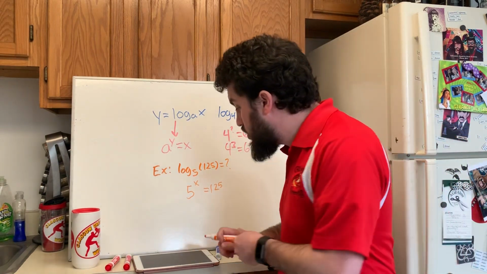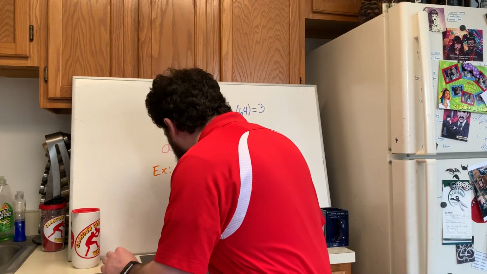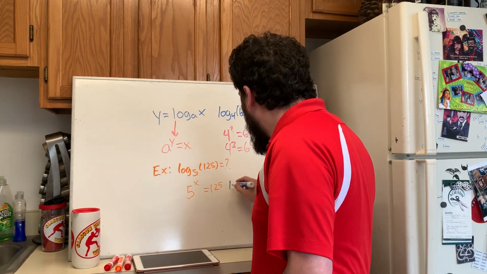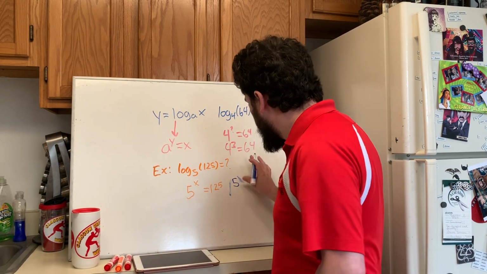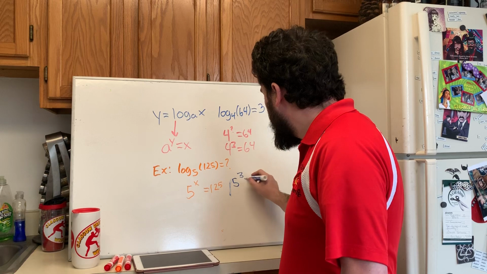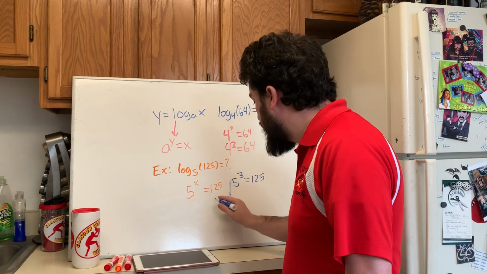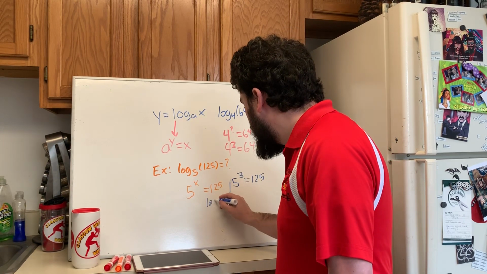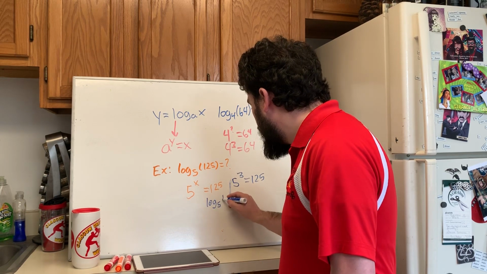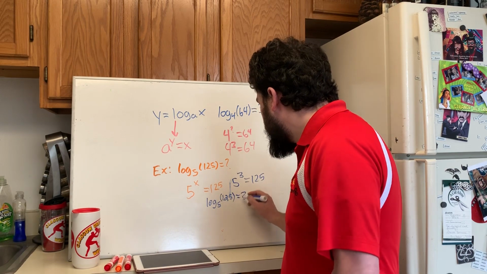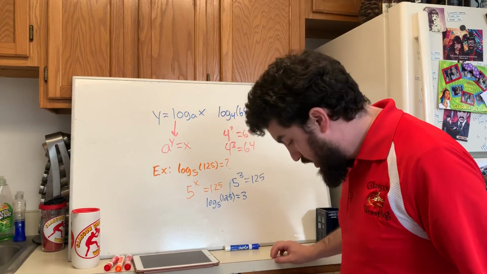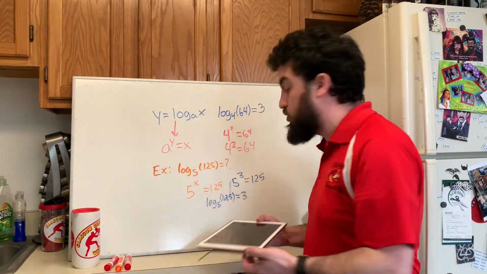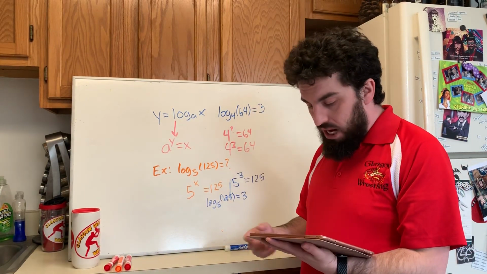So based off of that fact, since I know 5 cubed equals 125, that means log base 5 of 125 is equal to 3. Now I'm going to show us how to do this on the calculator to confirm we got this correct.